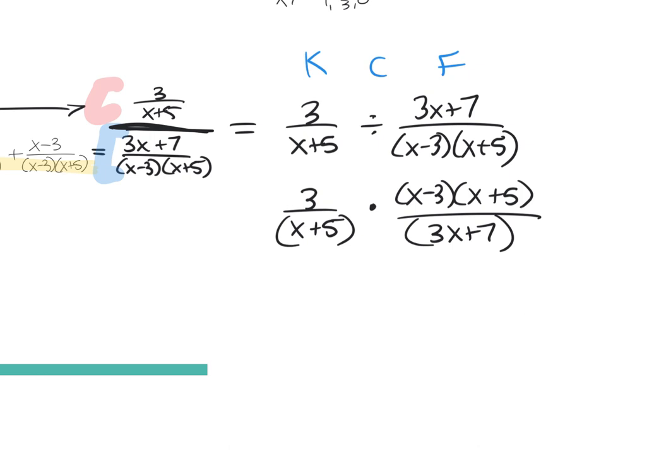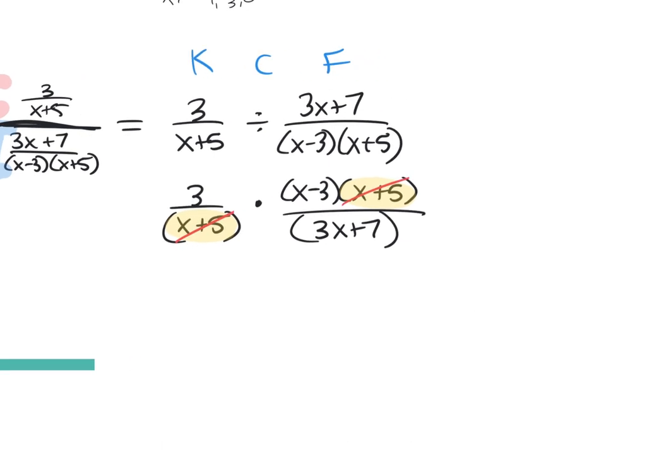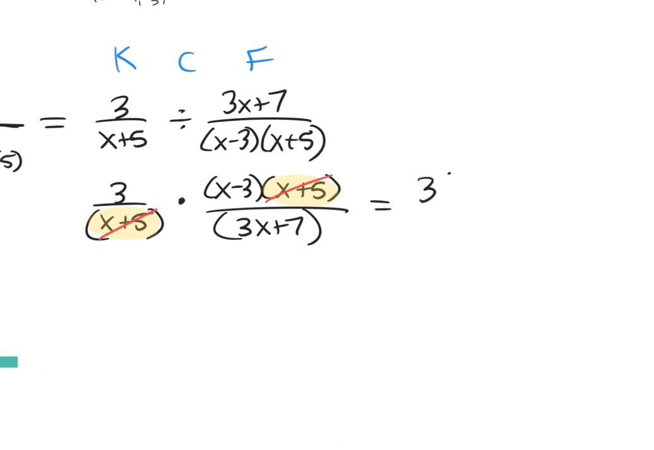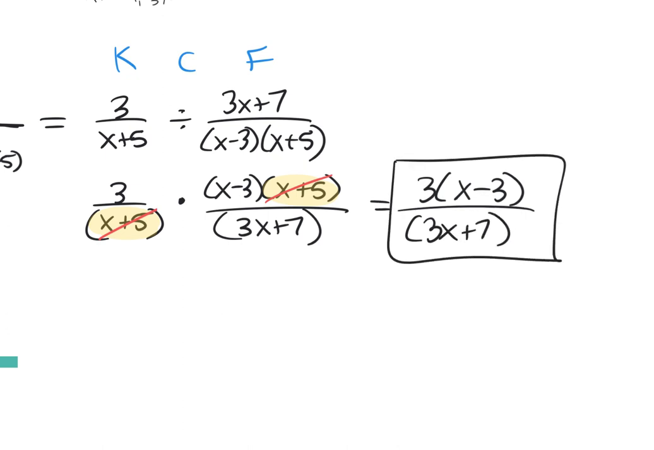So now we can just find matching binomials or matching numbers, matching monomials. If there's trinomials, they can match. The only one that matches is the x plus 5. So that's the only one that gets to get canceled out. So we have 3 times x minus 3 on top, and then 3x plus 7 on the bottom. Nothing else can cancel out because the binomials do not match anything else. There's no 3 all by itself on the bottom or a single number on the bottom to reduce it down.